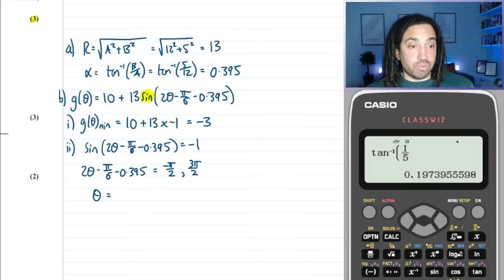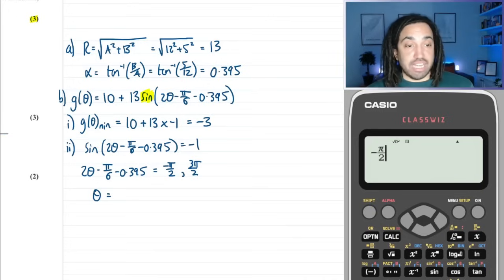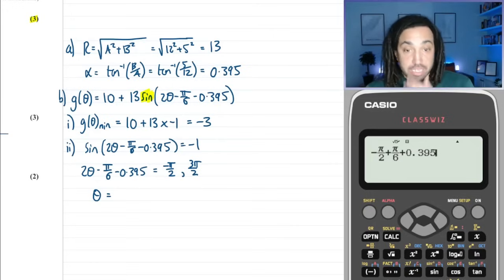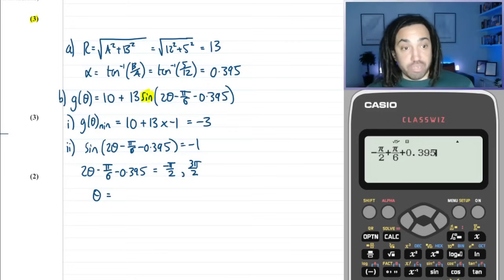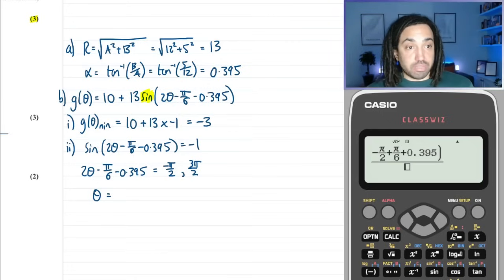Okay, so I'm just going to show all the calculator work here, just so everyone's clear. So minus pi over 2 is what we'll start with. And we're going to have to add on pi over 6 to both sides. And we're also going to have to add on 0.395. And then we're going to have to divide the whole thing by 2. So let's just do that in one movement, like so. That was pretty nifty, wasn't it?